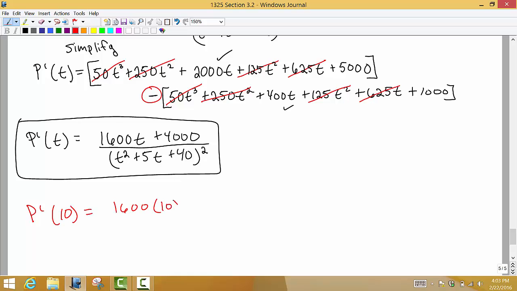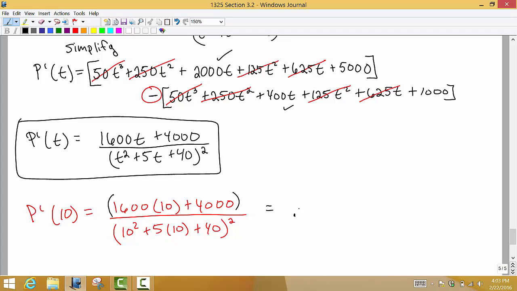So 1,600 times 10 plus 4,000. And then I'm going to do 10 squared plus 5 times 10 plus 40. And then I'm going to square that result. All right. Once again, if you put this into your calculator all at the same time, you need an extra set of parentheses around the numerator. And the denominator already has that set of parentheses around it, so you can type that in as is.